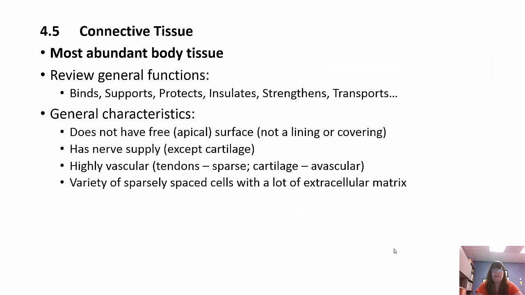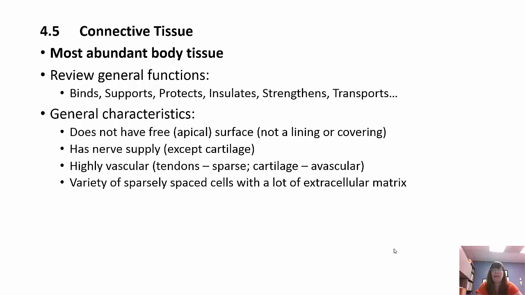Okay, moving on. Connective tissue. This is the most abundant tissue in the body. Again, it has a lot of different functions. Insulates, strengthens, transports, supports, protects, binds. Generally speaking, it does not have the free surface that epithelial tissue has because it's not really a lining or a covering. It kind of is more of a bulk filler. It does have a nerve supply except for cartilage, and it's highly vascular.